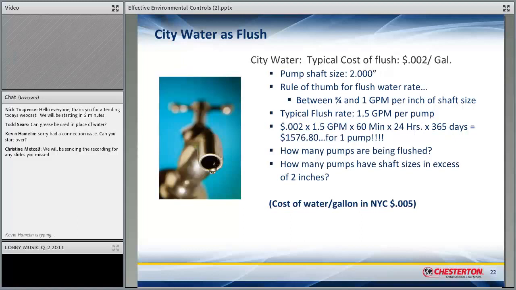And I just have a little blurb there in the parentheses. The cost of water per gallon in New York City, for example, is $0.005 per gallon. So the cost can be very, very significant in using city water.